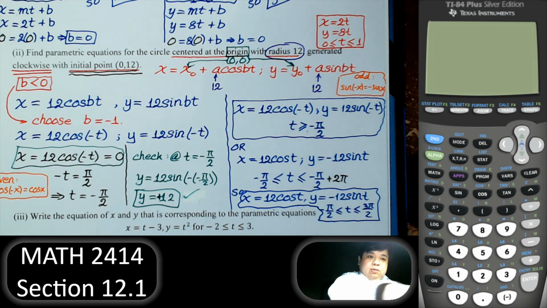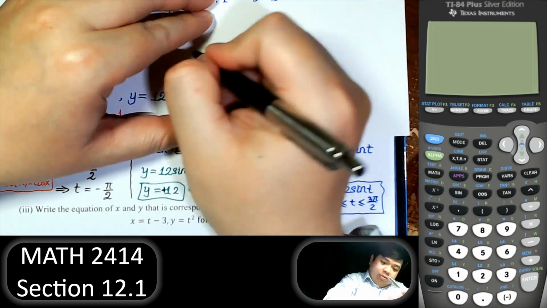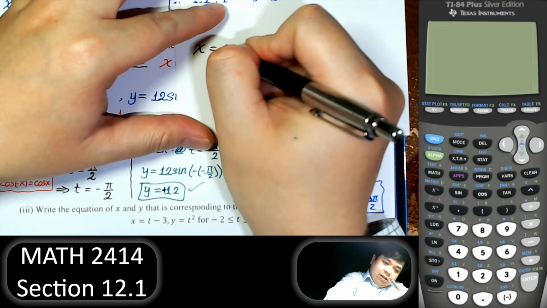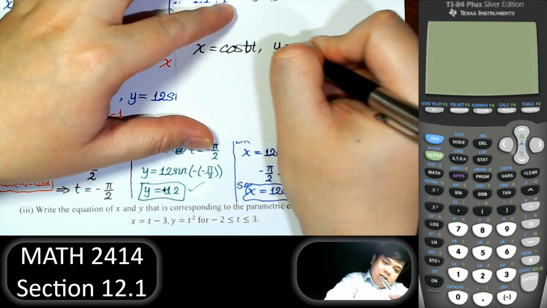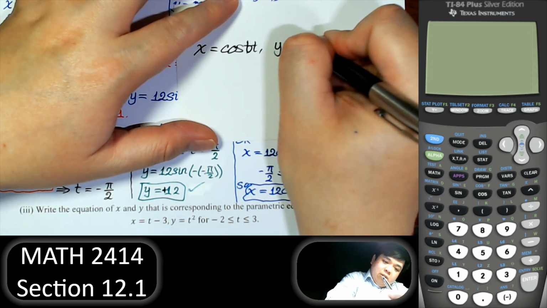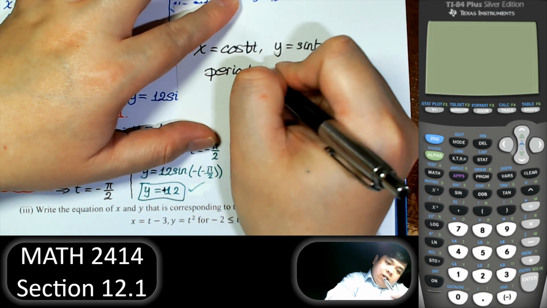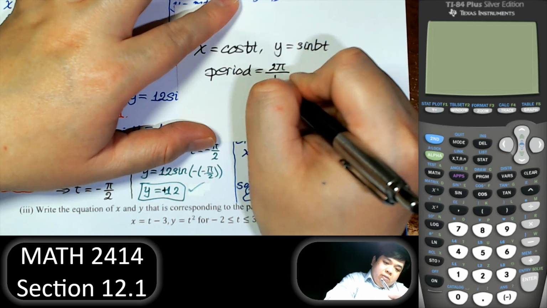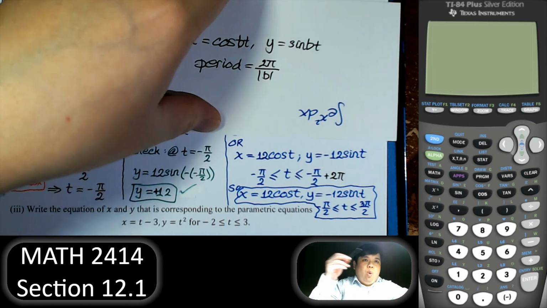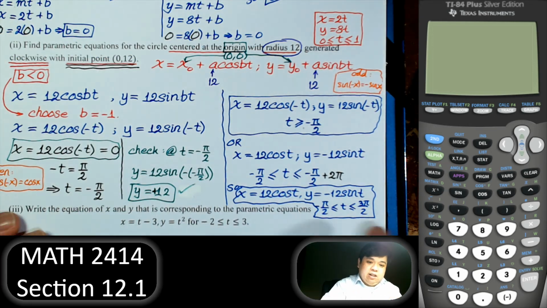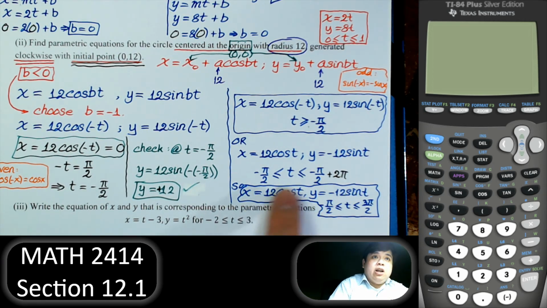For example, if we have sine of bt, if we have this equation, then the period is equal to 2 pi divided by the absolute value of b. So that is a period, so one cycle of it. In this case, because we choose 1, the period is 2 pi, so that's what we have.